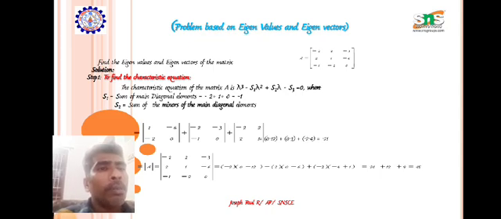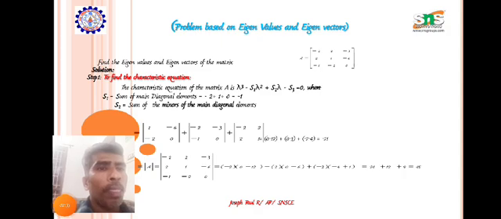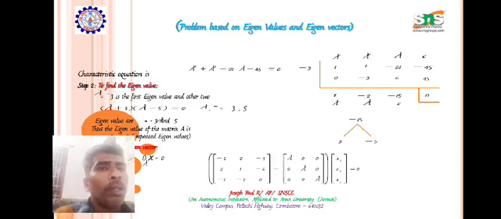S3, we know, is the determinant of A. So we find the determinant of the matrix, and its value is 45. Now we need to solve the characteristic equation. By substituting the values of S1, S2, S3 we get the characteristic equation. We need to solve it to find the eigenvalues.